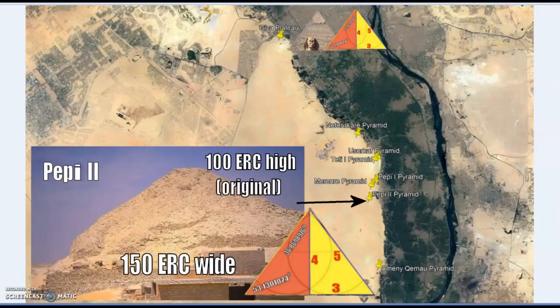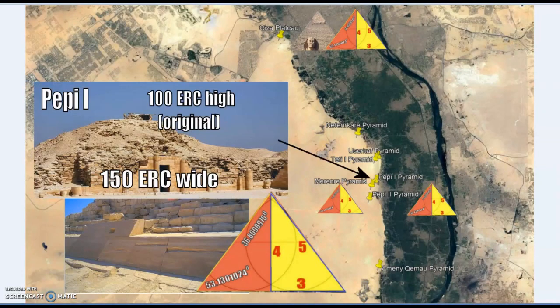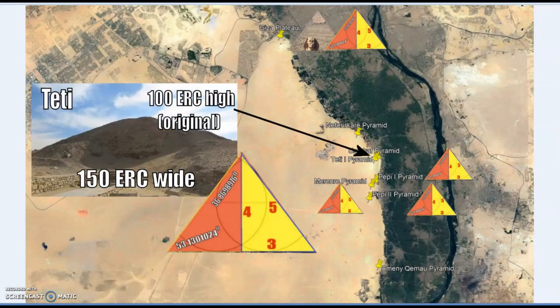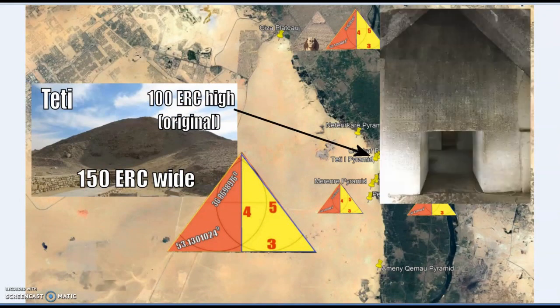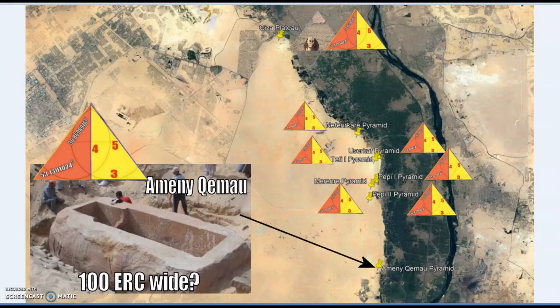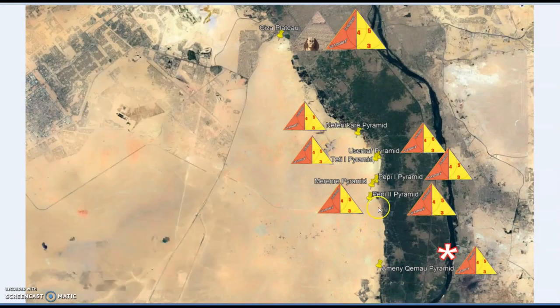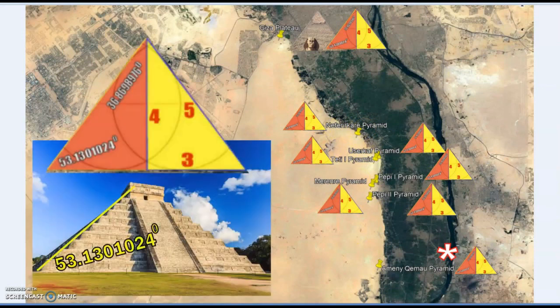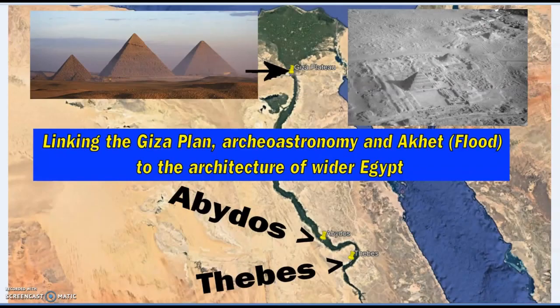So yeah, from this geometry, you're not just drawing 3 pyramids, you're drawing a hell of a lot more, including incorporating the flood cycle, which was again the heartbeat of Egyptian life. And so all these other pyramids, Pepi II, Pepi I, Merenre, Teti I, Userkaf, and Neferkare, all have that same angle. Of course, so does the Pyramid of Kukulkan, again Abydos and Thebes. So that's what you get from the drawing.